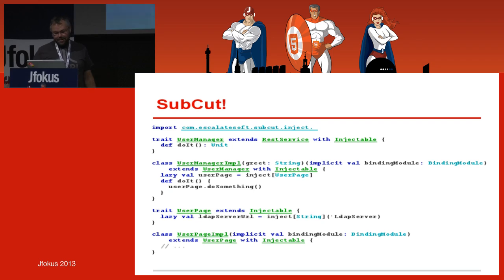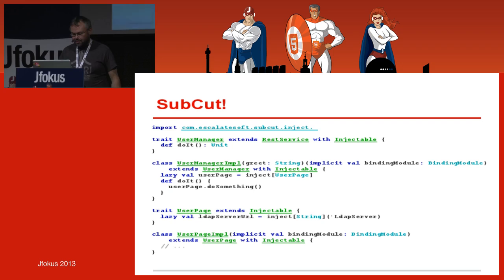So what it looks like is this. You mix in the injectable trait. That brings in just some convenience methods that let you do things like this, injecting a user page trait. And that will be served by whatever the binding is. So it just gives you an ability to bring that in.